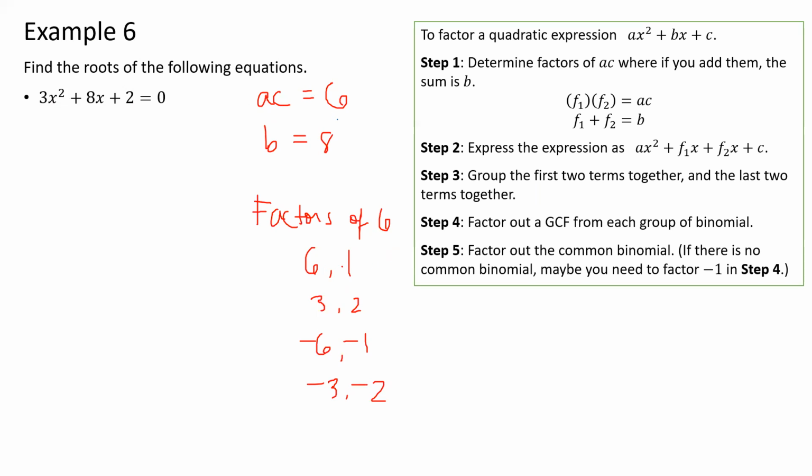But as you can see, 6 plus 1 is 7, 3 plus 2 is 5, and obviously negative 6 plus negative 1 is negative 7, and negative 3 plus negative 2 is negative 5. So what happens here? None of the factor pairs have a sum of 8. So that means this equation here is not factorable. Does that mean there is no root? No, it means there are no rational roots.